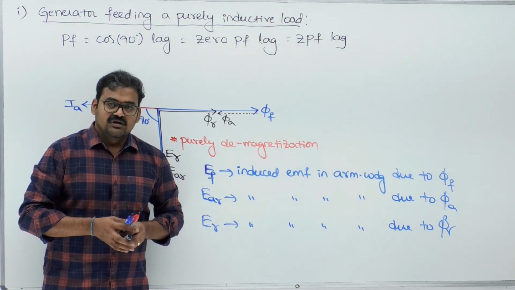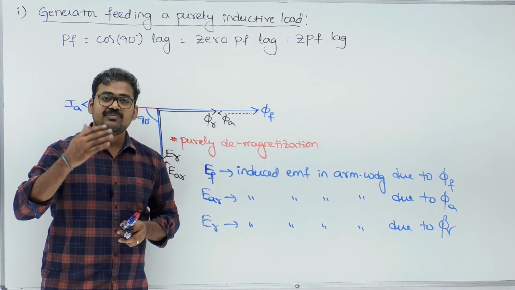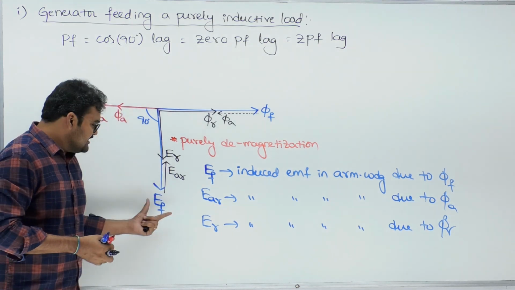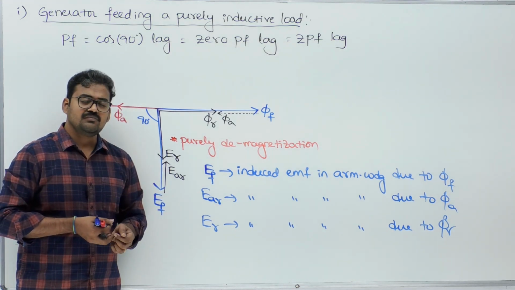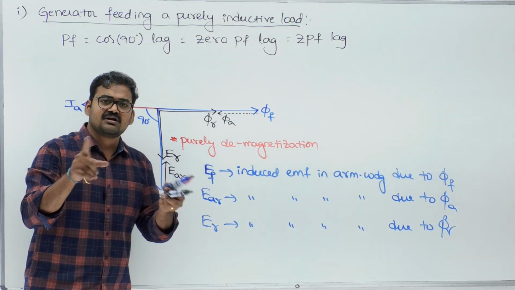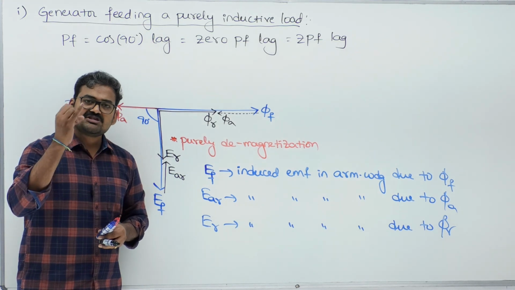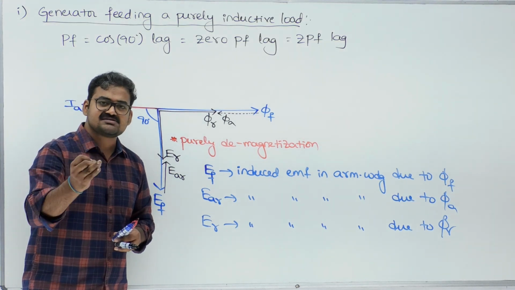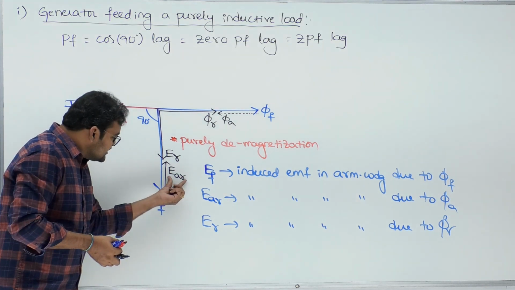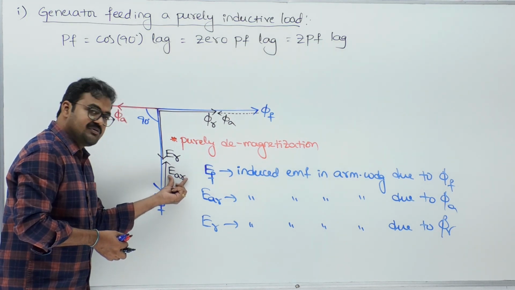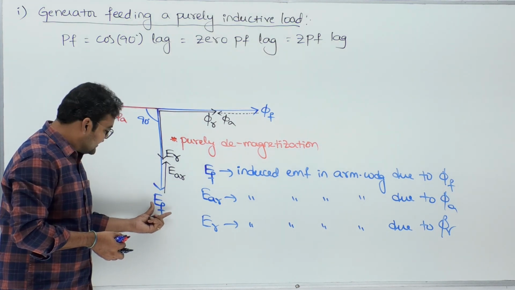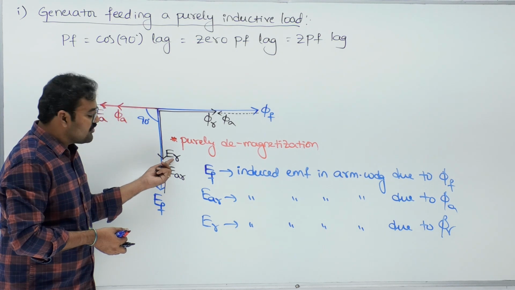Now, will you tell me, suppose the machine is not connected to any load, then what is the only EMF that will be available? If a machine is not connected to any load, can I say armature current is zero? If armature current is zero, armature flux is zero. If armature flux is zero, induced EMF due to armature flux also becomes zero. Then only main field flux will be available. In that case, main field flux is equal to resultant flux.